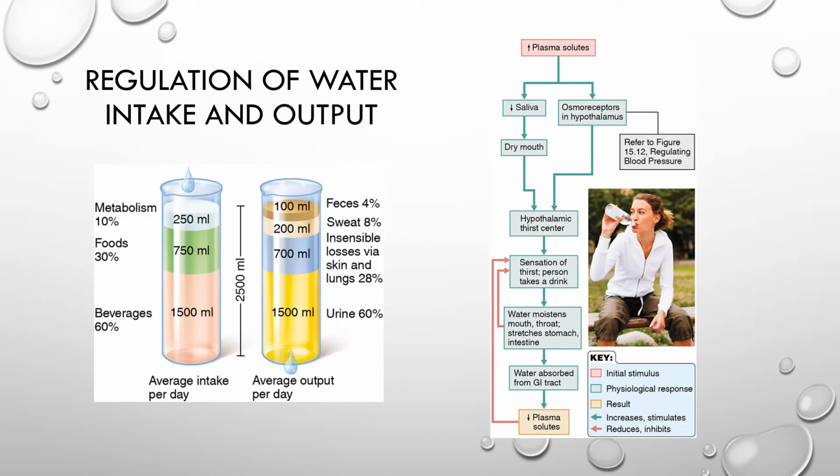Regulation of water intake and output. So if the body is to remain properly hydrated, it cannot lose more water than it takes in. Most water intake comes from fluids and foods that we ingest in our diet. However, a small amount, about 10%, is produced during cellular metabolism. The thirst mechanism is the driving force for water intake. So an increase in plasma solute content of only 2 to 3% will excite highly sensitive cells in the hypothalamus called osmoreceptors, osmo meaning water, which in turn activate the hypothalamic thirst center.